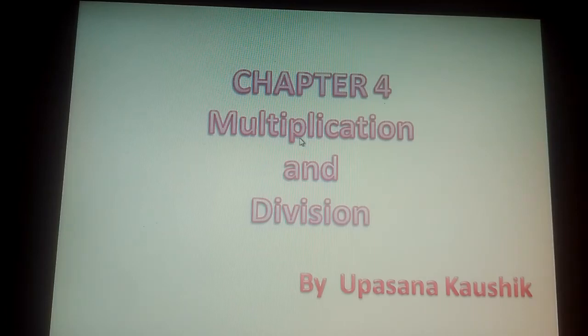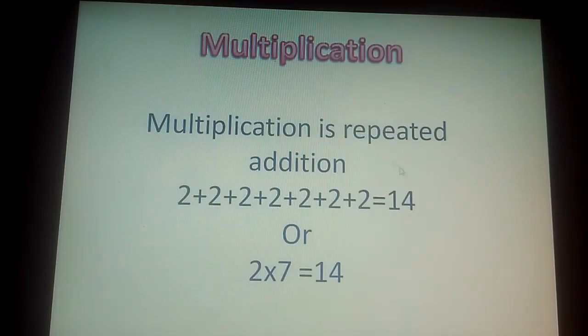Chapter 4, Multiplication and Division. Multiplication is repeated addition. Suppose we are adding a number 2, 7 times: 2 plus 2 plus 2, 7 times. Result will be 14. Instead of adding it 7 times, we can multiply 2 by 7. We will get the same result.